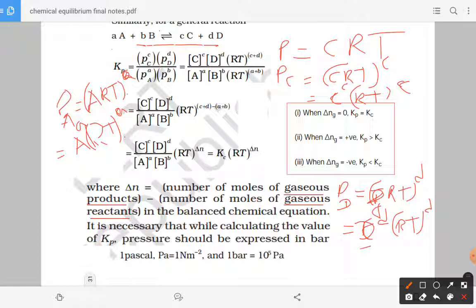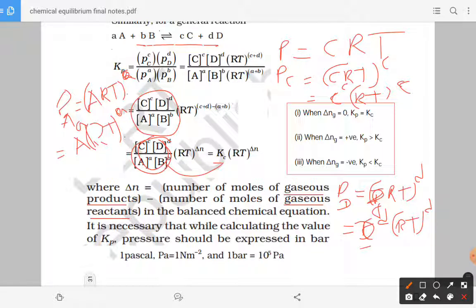If you substitute all the values here and simplify, the exponents can be added, because the bases are the same. So you add c plus d, and after that we have a plus b. Since it is in the denominator, it becomes minus. So c plus d minus a plus b in the exponent of RT. Now this concentration term total you can write as Kc. So this value total equals Kc.